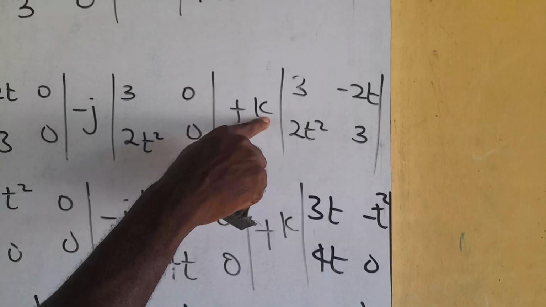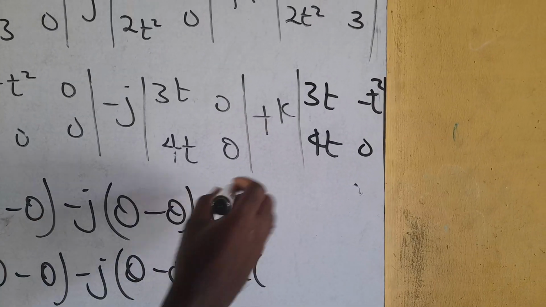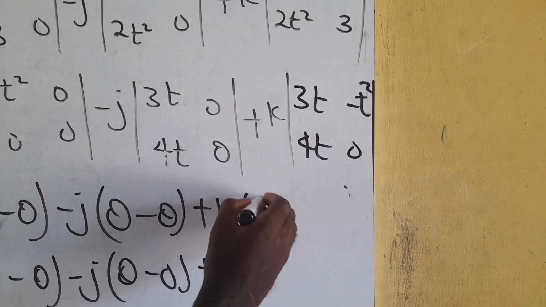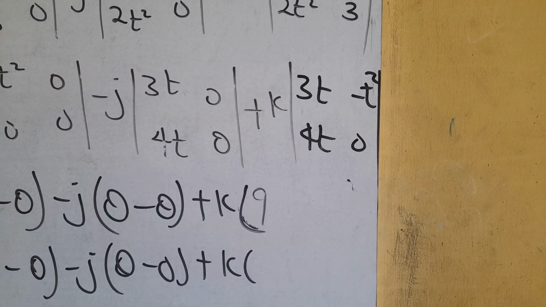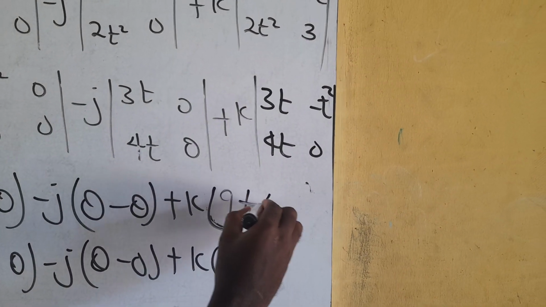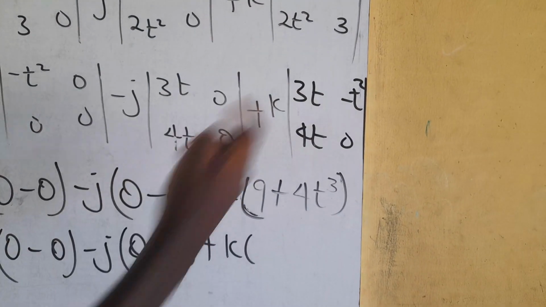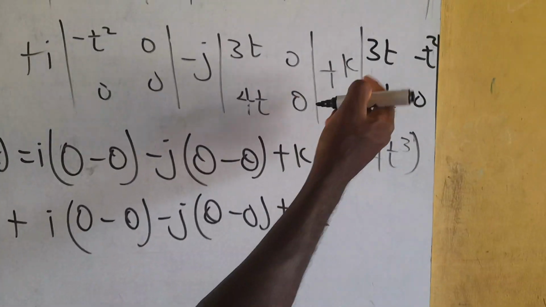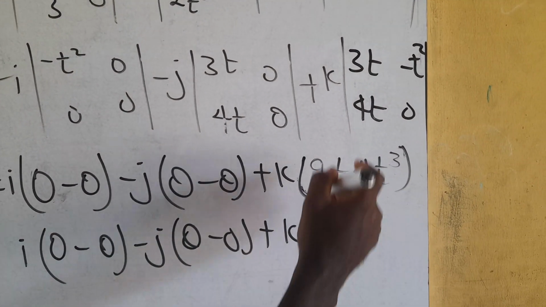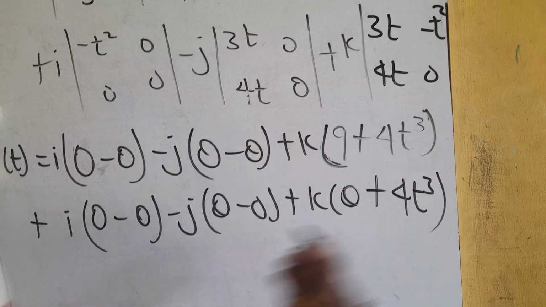So the first k component is rather this, so we need to correct that. This will be 3 times 3, 9, then minus 2t squared minus 2t, that will be plus 4t cubed. We were doing it for the second one. We need to correct that. So now, this times this is 0. Then minus this times this, that will be 4t cubed.